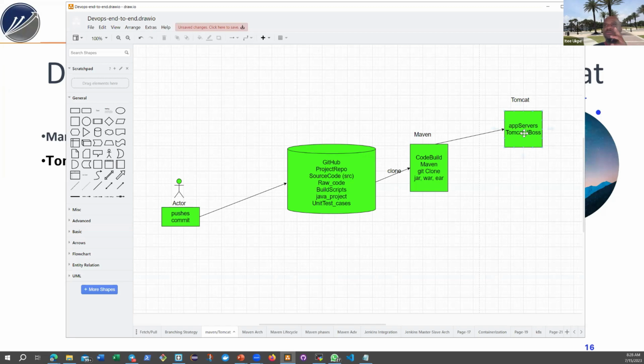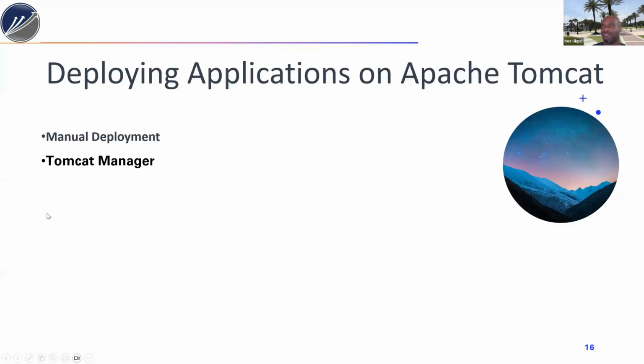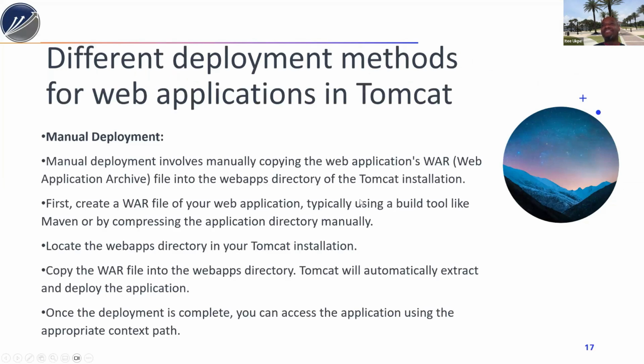Okay, so that's what we're going to do right now. Now that I've got your attention, let's continue. The two ways that you can do a deployment. The first one is manual deployment, which is what we're going to do. Manual deployment involves manually copying the web application from a web application archive file into the webapps directory of Tomcat.